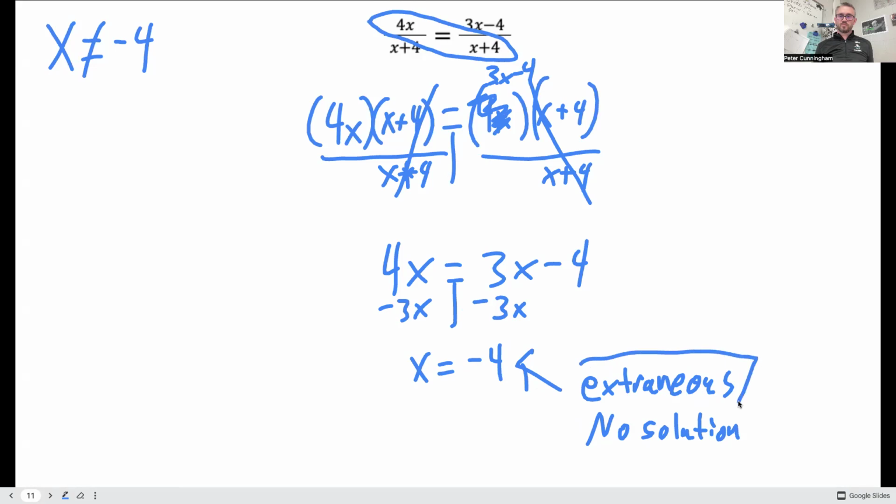Do you have to write that there's no solution, or can you just write it? If you find the one solution and it's extraneous, it would be fine if you just labeled it extraneous. Just make sure you are labeling the extraneous solutions as such.